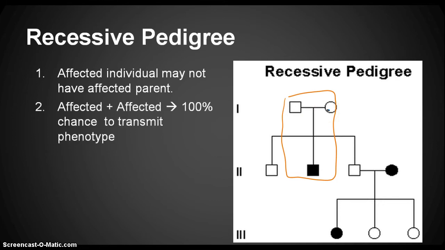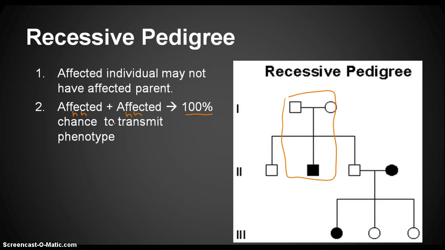Also with the recessive pedigrees, if we have two affected parents, then they will definitely transmit that phenotype because both of these parents are homozygous recessive. And so the only alleles that they have to pass on are those recessive traits.